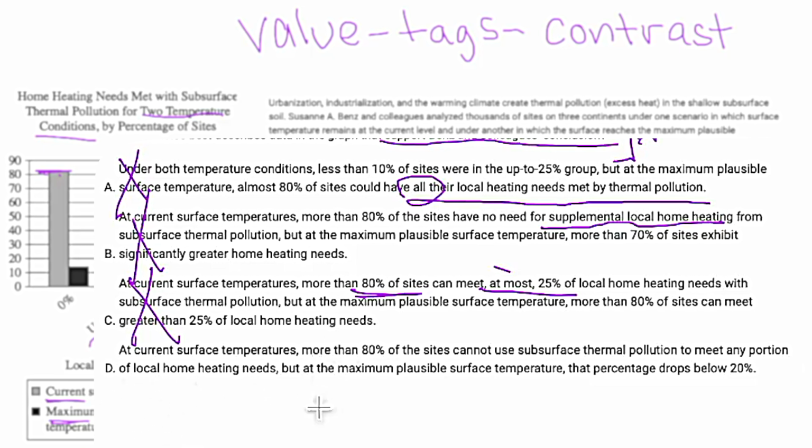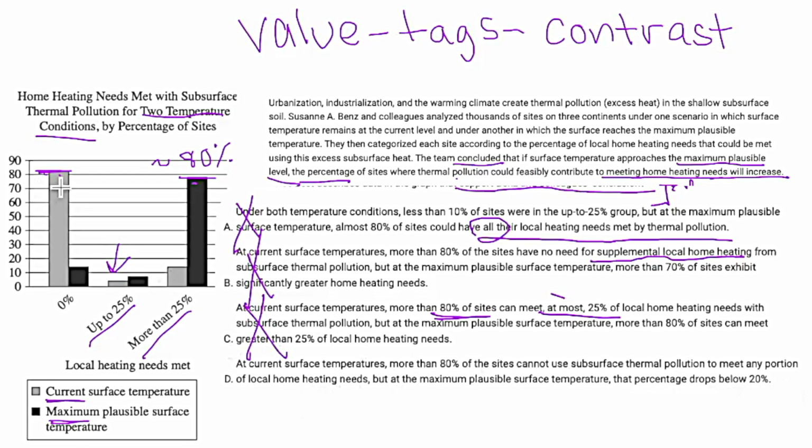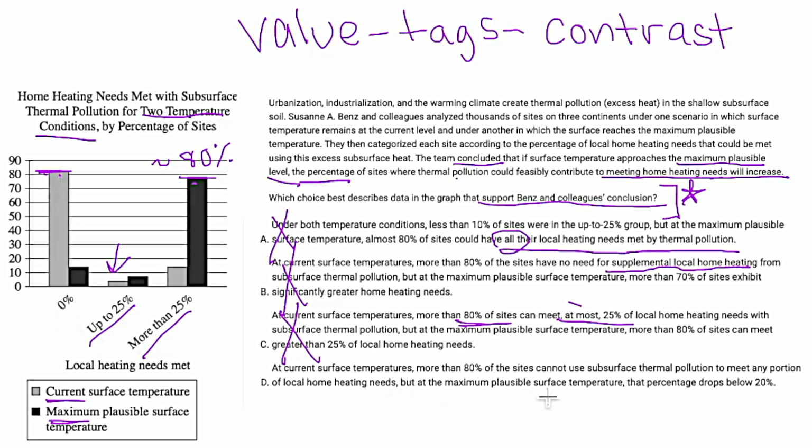At current surface temperatures, more than 80% of sites cannot use subsurface thermal pollution to meet any portion of local home heating needs. But at the maximum plausible surface temperature, that percentage drops below 20%. Okay, so at current surface temperatures, light gray, more than 80% of sites cannot use subsurface thermal pollution to meet any portion of local home heating needs. So cannot means 0%, right? So yep, we're seeing that on that tag.